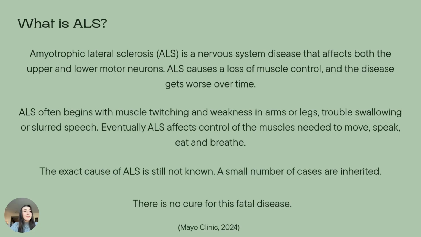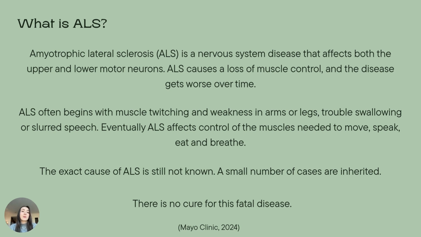I'd like to begin by briefly reviewing some of the disorders or conditions mentioned that are key elements within this study. To begin, what is ALS? Amyotrophic lateral sclerosis is a nervous system disease that affects both the upper and lower motor neurons. ALS causes a loss of muscle control, and the disease gets progressively worse over time.